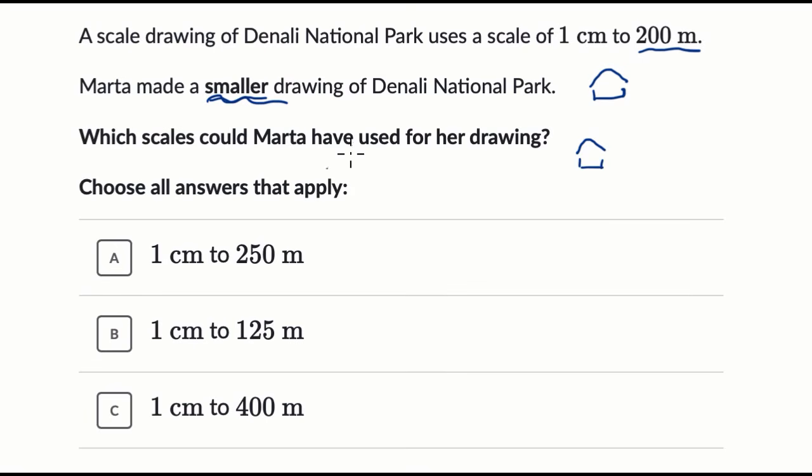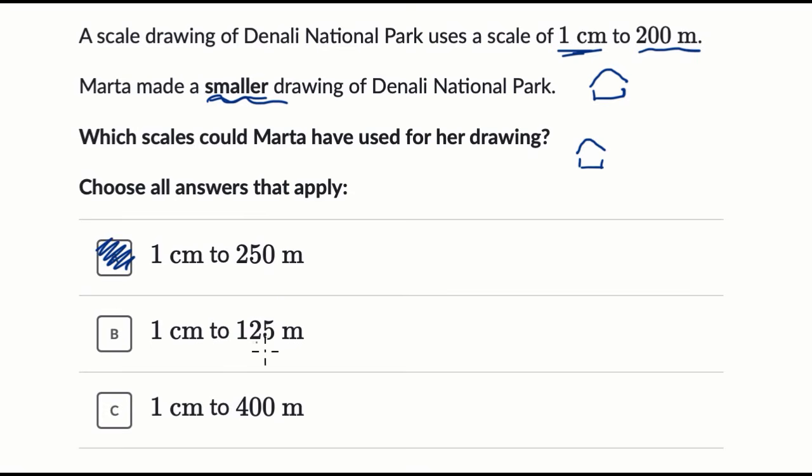So we have to look for something where the ratio between this number and the 200 meters, or the larger number, is even smaller. So let's see, 1 centimeter to 250 meters. Yes, that would make sense because now the same distance on the map is representing more distance in real life. So it will be a smaller map. So we like that one.